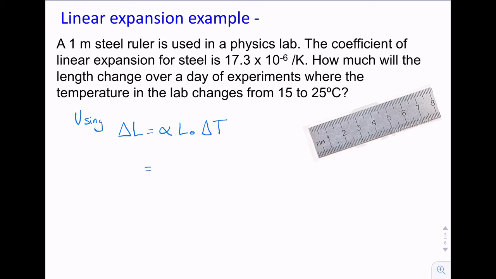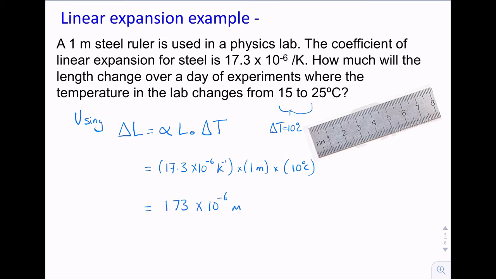Our coefficient of linear expansion in this case equals 17.3 by 10 to the -6. Our initial length is 1 meter, and our change in temperature is 25 minus 15, 10 degrees Celsius. If we calculate this out, we can see that we have a change in length of 173 microns. This equals approximately 0.2 of a millimeter, so we're probably not going to see a big effect on our experiments.